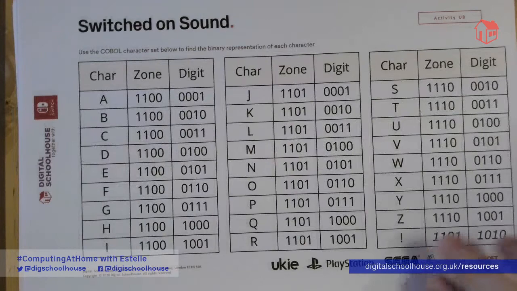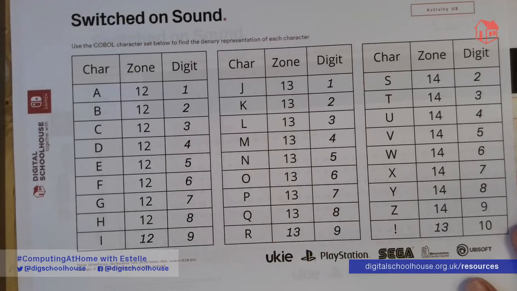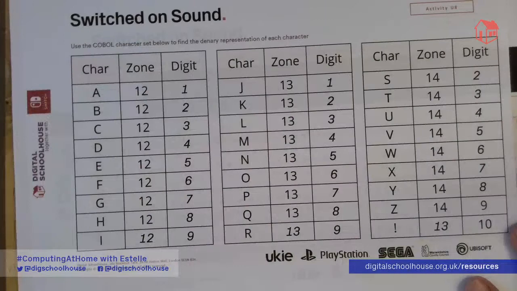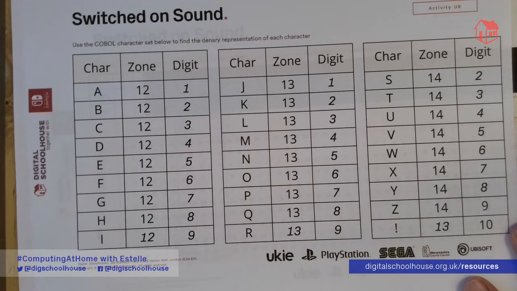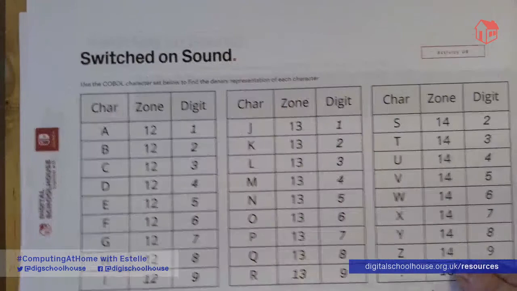And I hear you thinking, how would that be represented in decimal or in denary? I've included that for you as well. You can see there is the same character set, but represented using decimal numbers rather than the binary equivalent. If you fancy, you could do it in binary and work it out yourself, but it's there as well for you. So you can see that zone 12 is used for A through to I. Zone 13 is used for J through to R. And zone 14 is used for S through to Z. And I'm using digits 1 up to 9 for those different characters as well. So that's where the cards then start to be used in the COBOL punch cards.